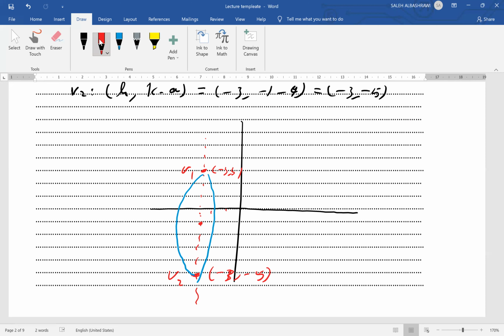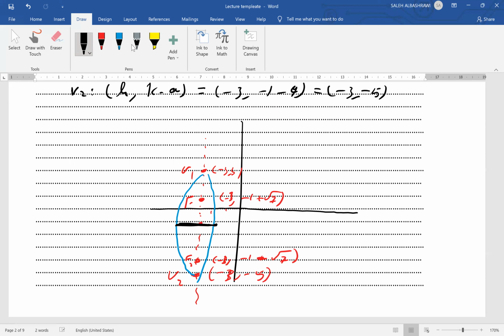And focus point is minus 1 plus square root of 7. Minus 3 and minus 1 plus square root of 7. Second one is F2, which is minus 3 and minus 1 minus square root of 7. So this is the ellipse.